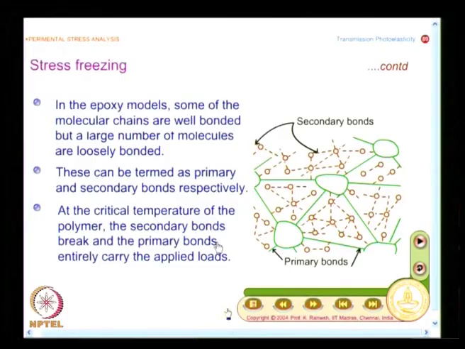So, complex objects have been analyzed by 3-dimensional photoelastic analysis, and this is a very successful process. Though it is experimentally intensive, there are technicians and skilled workers who can do this comfortably. At the critical temperature of the polymer, the secondary bonds break and the primary bonds entirely carry the applied loads.